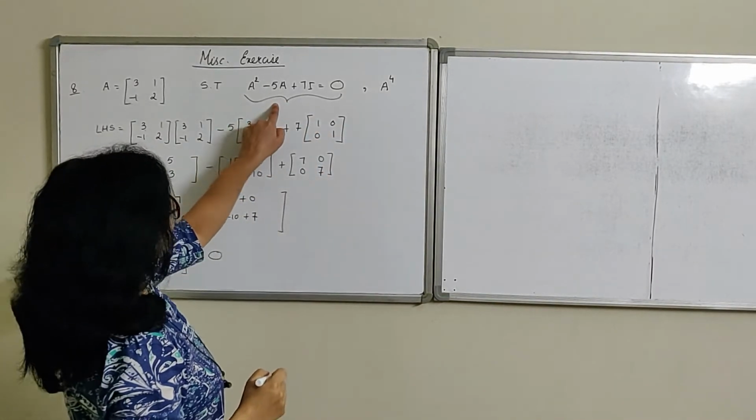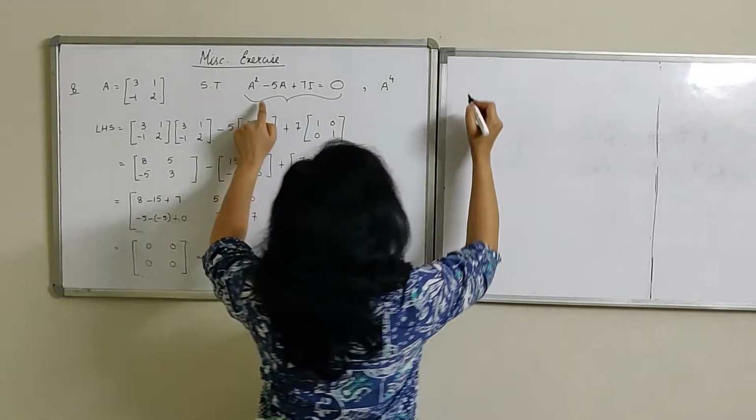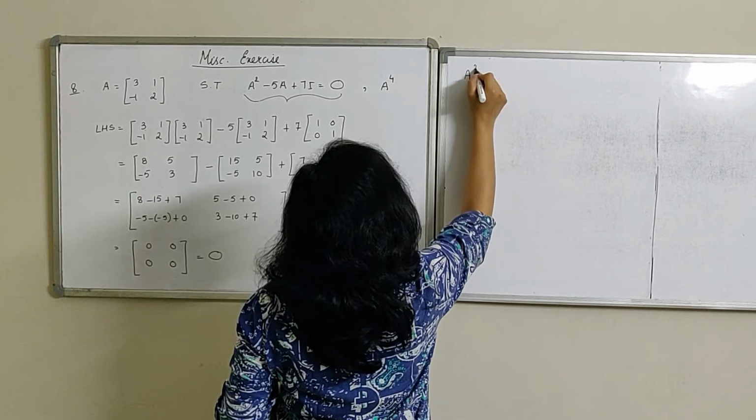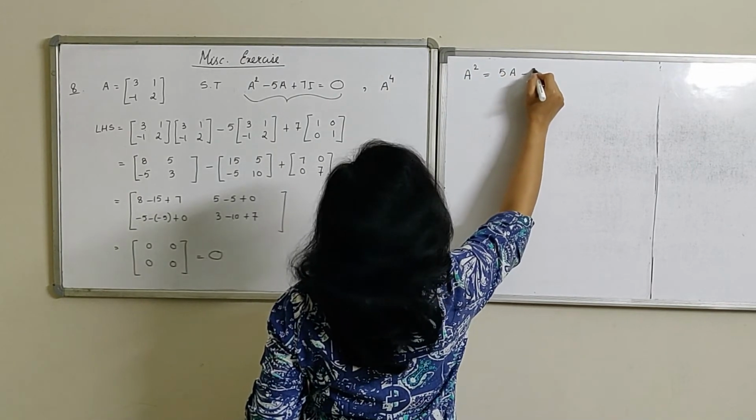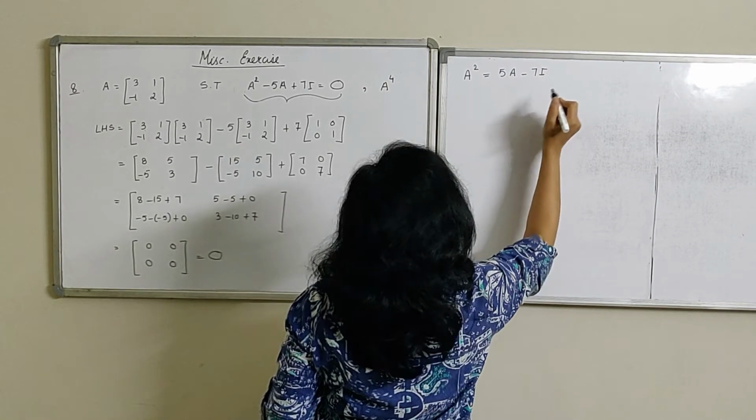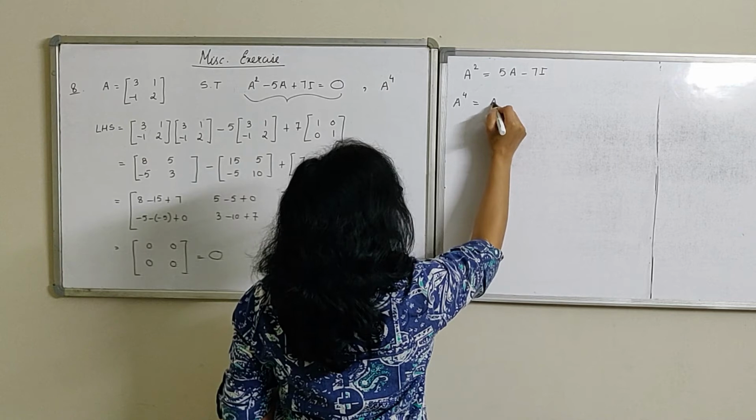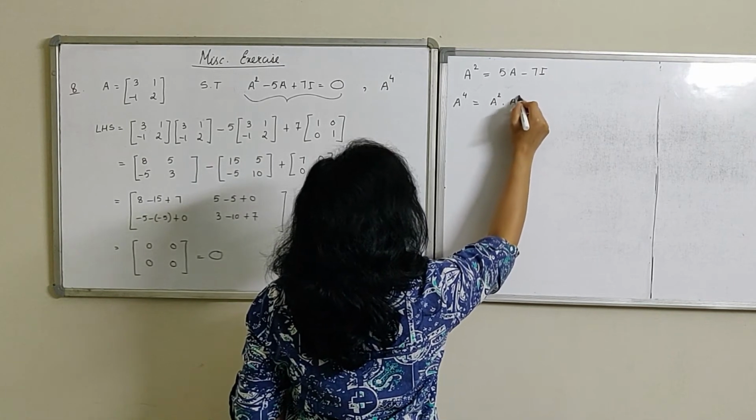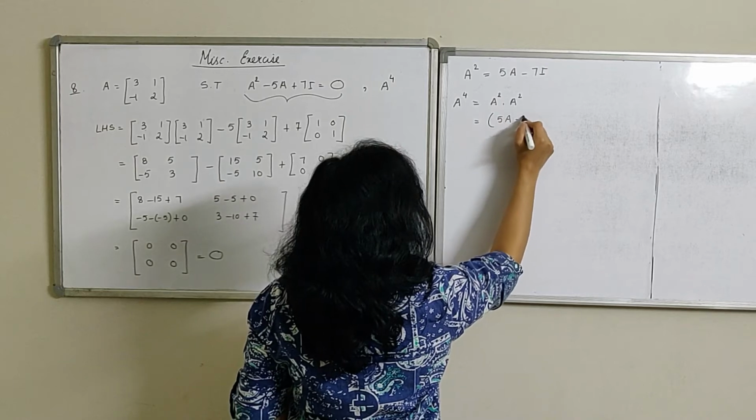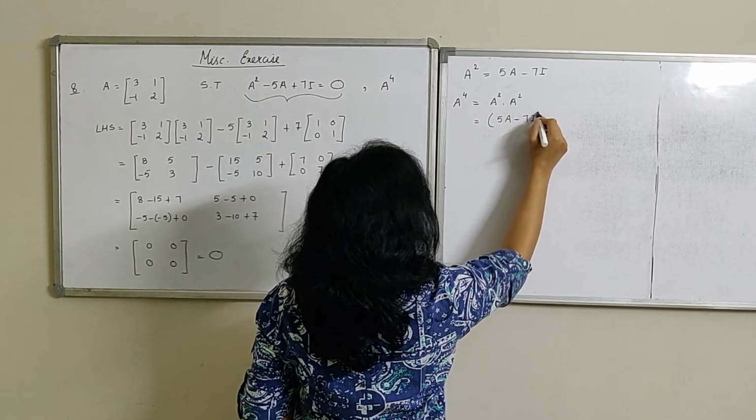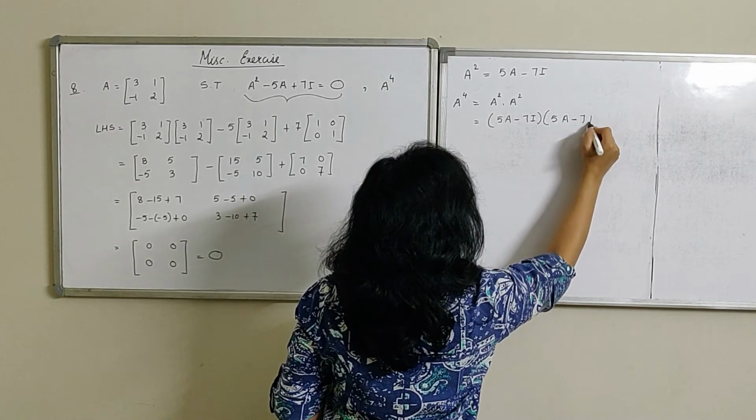Now using this information only, we have to find out A to the power 4. So from this equation we can write down that A square is 5A minus 7I, and A to the power 4 can be written as A square into A square, which is 5A minus 7I into 5A minus 7I.